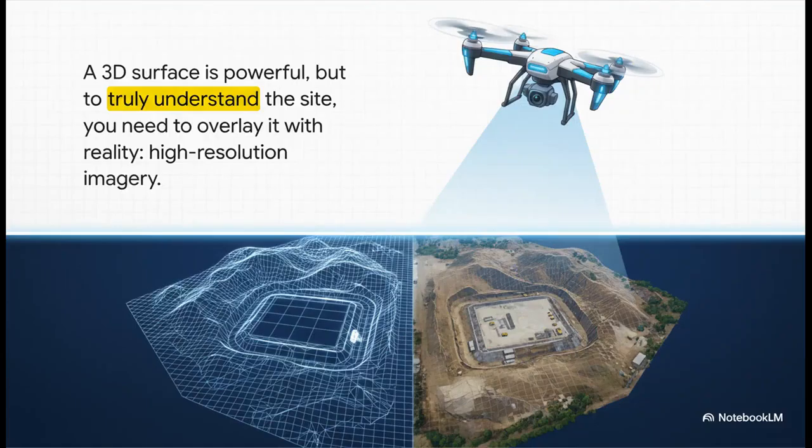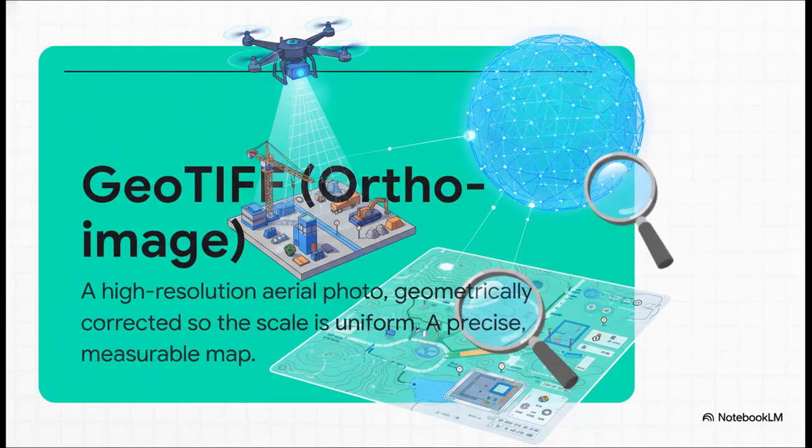Now, a 3D surface is powerful, for sure, but at the end of the day, it's still just geometry. To give it real context, to really see what's going on, you need to layer reality right on top of it. And that means getting some high-resolution imagery in there. This brings us to a really cool type of file called a GeoTIFF, or an ortho-image. Now, this is not just any old photo from a drone. It's been ortho-rectified, which is a fancy way of saying all the distortions from the terrain and the camera lens have been ironed out. Every single pixel is in its exact geographical spot, turning the picture into a perfectly scaled, totally measurable map of your site.